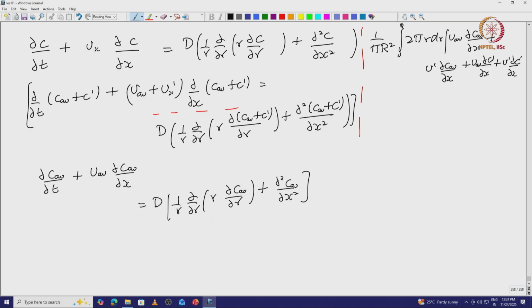And you can see that these two terms will go away because they are linear in V prime and in C prime. The only term remaining is the V average times partial C average by partial x, which I have shown you over here, plus a term due to the fluctuations, the product of fluctuations, 1 over pi r square integral 0 to r 2 pi r dr into V prime partial C prime by partial x.